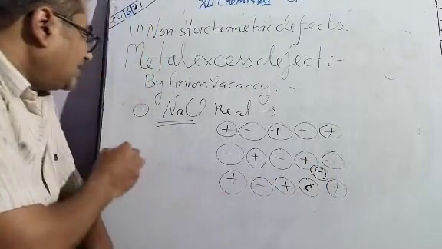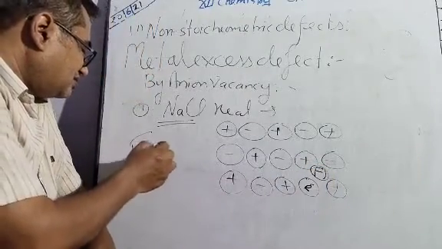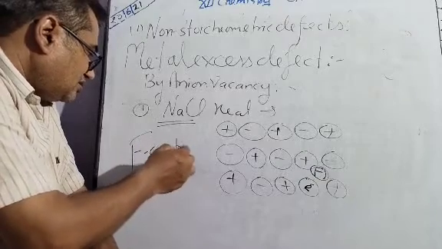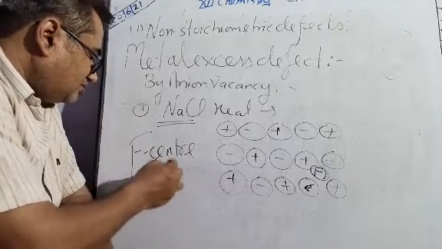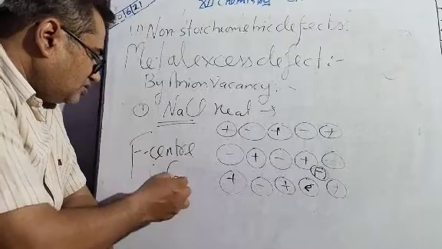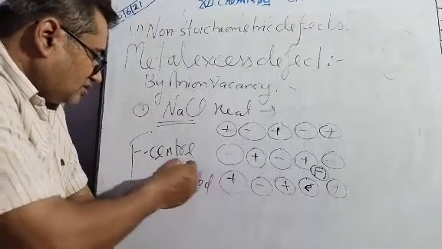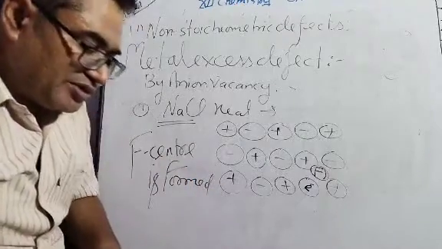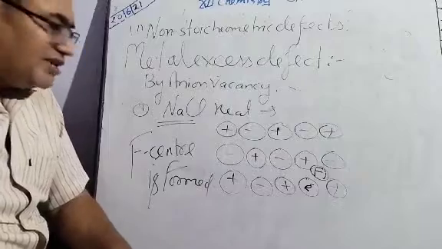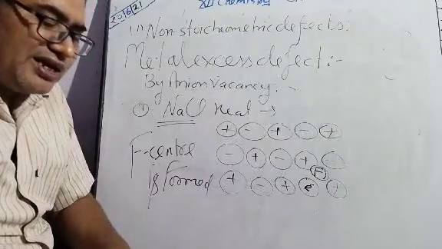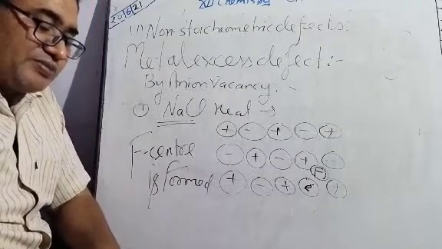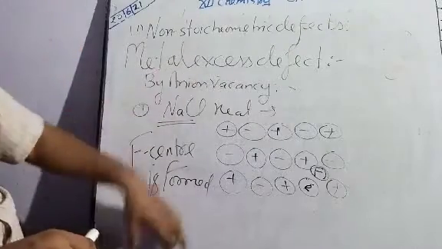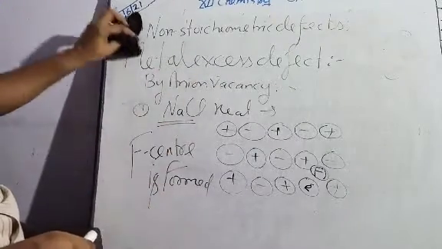What is that? F center is formed. F center means color is formed. Color is given to the particular crystal substance, for example, NaCl.